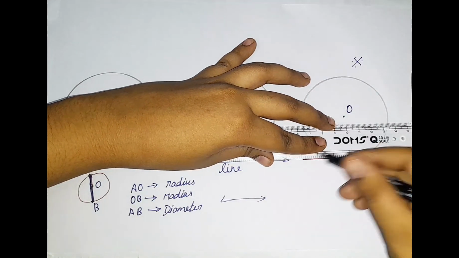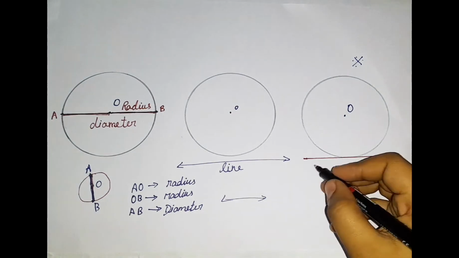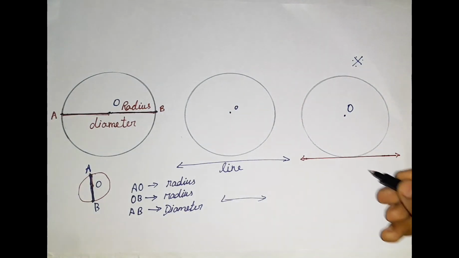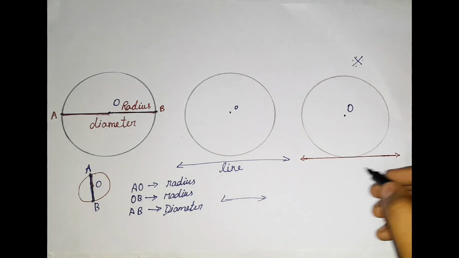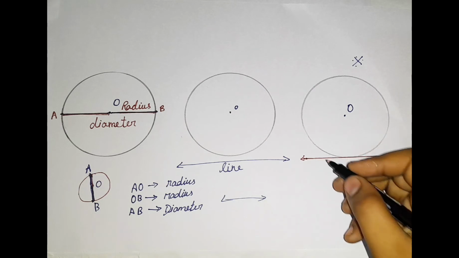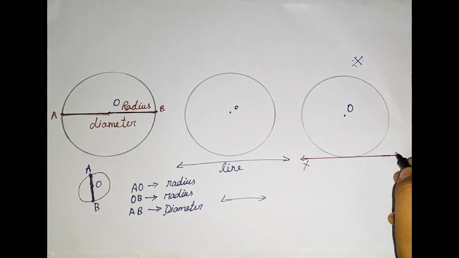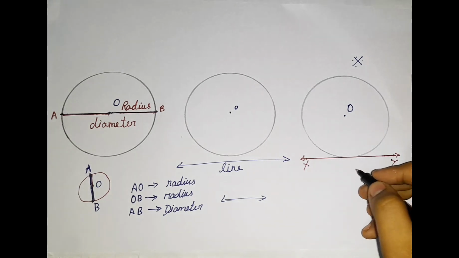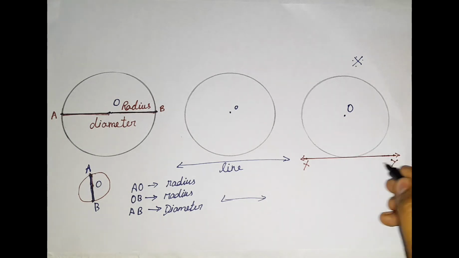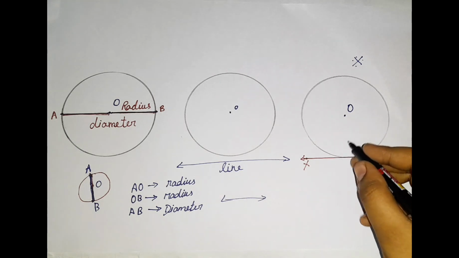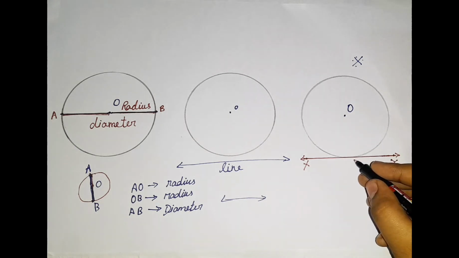So it is touching the circle. This is known as a tangent. This is just a simple topic. Don't get confused between line and tangent. If you want to name it, you can name it X, and here it is Y. So this is a tangent. A line which is touching a circle is known as a tangent. We are supposed to call it a tangent.